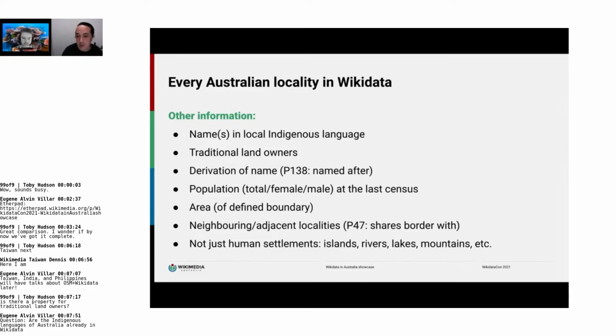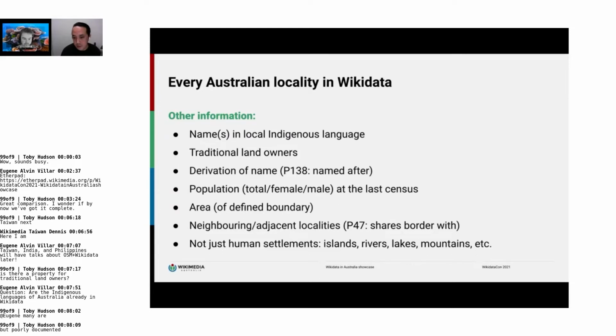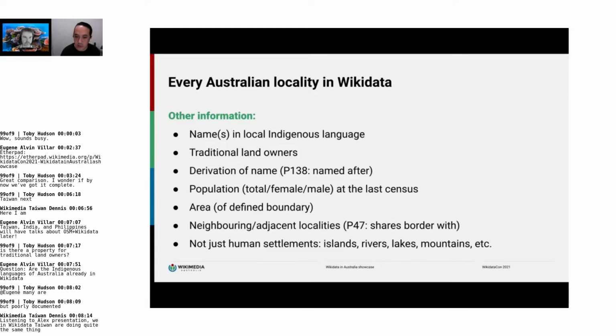Derivation of the name, named after. A lot of places are named after a person or another place. Population, and as I said, I'll get to more information about the census shortly. Area of the defined boundary or area of the locality. Neighbouring and adjacent localities, where you can use the P47 property, shares border with. And although the aim is to put in all human settlements, localities, and so on, there's no reason to stop there. We'd also like to do every kind of geographic entity that we can get all this information for: islands, rivers, mountains, lakes, and so on.